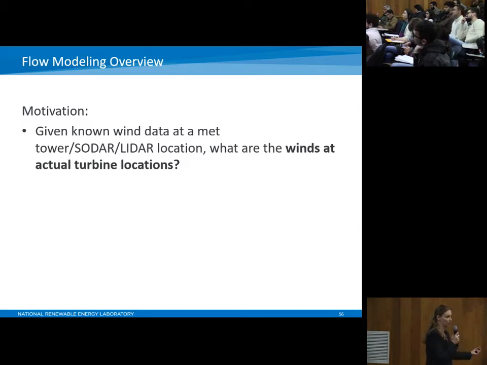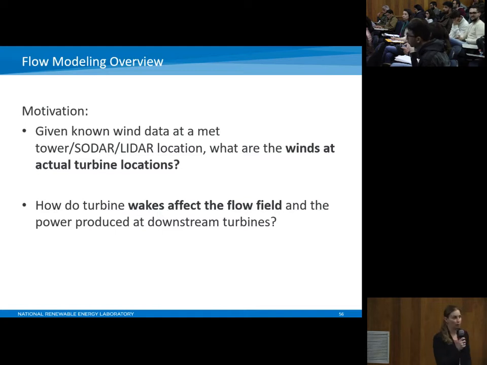If we have a met mass here and a turbine over here, and we characterize our long-term resource here, will it hold at this turbine location? Wind flow models help us translate our met measurements to where our actual turbines are. The other thing they do is account for the wake effects in the flow. We talked about wakes earlier, and wakes obviously have a huge impact on your overall plant performance.